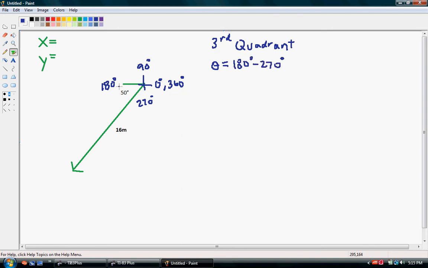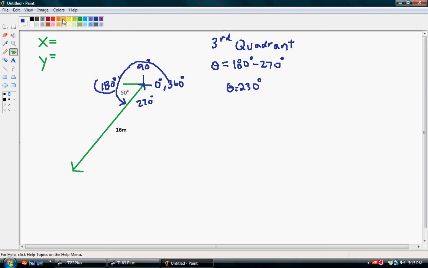Now, even though we're provided with this angle of 50, that's not the total direction all the way around from 0 degrees. So we know that we have 180 degrees and that we went 50 degrees more. So we actually have a direction of 230 degrees. And then we know the length of our hypotenuse is 16 meters.